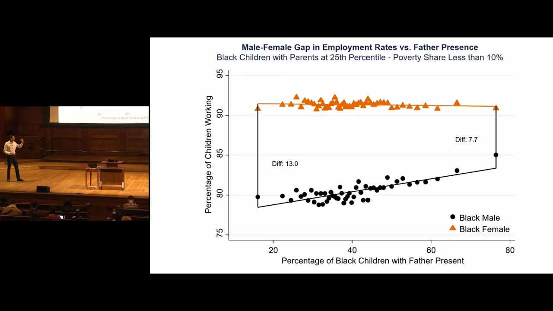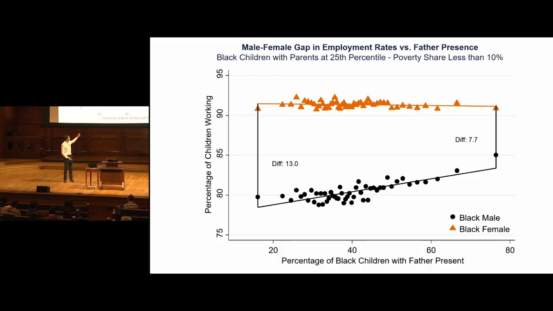Now, I don't have the slide here, but interestingly, if you do the same thing for white men and ask how are white men's outcomes associated with the presence of white fathers, you see a very similar pattern. That is, white men are more likely to be working if they grow up in an area with a lot of white men present. But it's just much less important because most white kids are growing up in areas where lots of white fathers are present. For black men, this is much more of an issue.